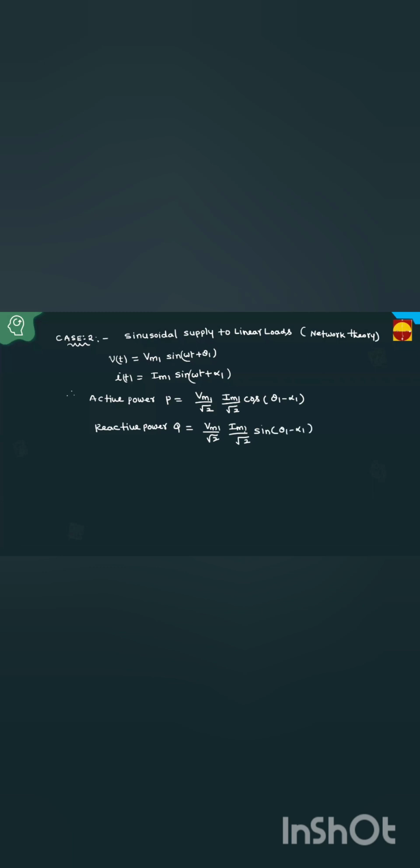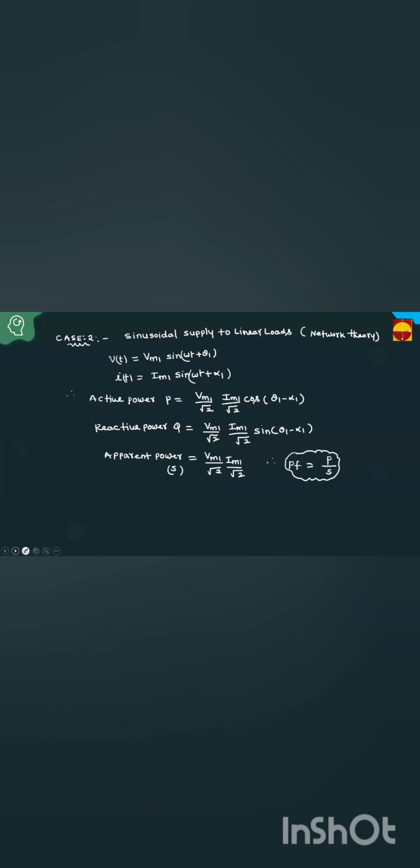How to calculate apparent power? The apparent power equal to Vm1 by root 2 into Im1 by root 2. Then what is the power factor? Once you know the P calculation, Q calculation, and S calculation, then power factor equal to P by S. Like this. Clear, friends? This is the case.